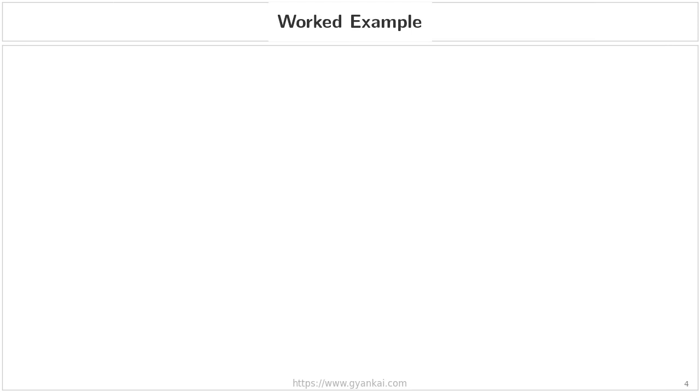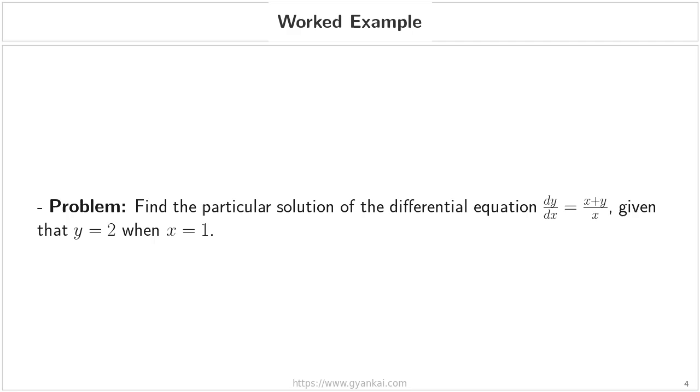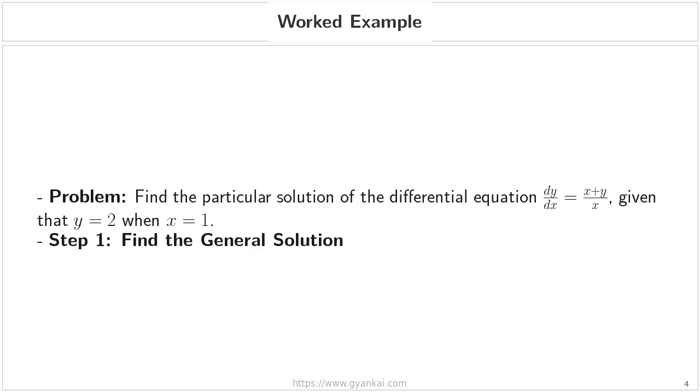Worked example. Take a look at the problem presented here. We are asked to find the particular solution for the differential equation, dy by dx equals the quantity x plus y, all over x, given the condition that y equals 2 when x equals 1. To solve this, we'll follow the 5-step procedure we just discussed, starting with step 1, finding the general solution.